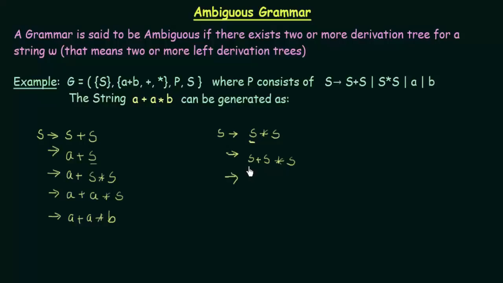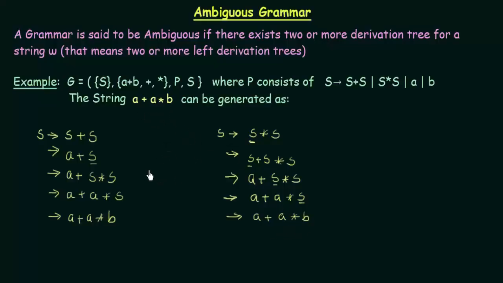Now this S over here, I will replace with a because S can give a. So a plus, and this S into S, let me just write them as they are. And now this S over here, let me replace with a again. a plus a into S. And then this final S, I will replace with b because S can give b. So a plus a into b. So now I am getting my string a plus a into b, which is the string I wanted to generate.